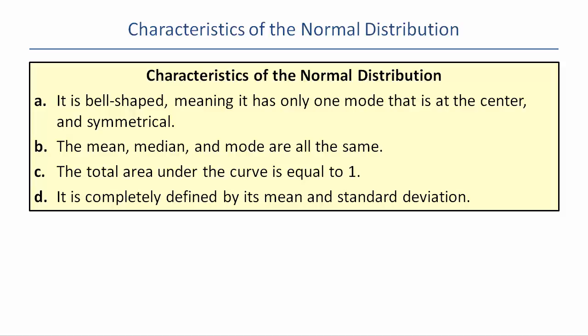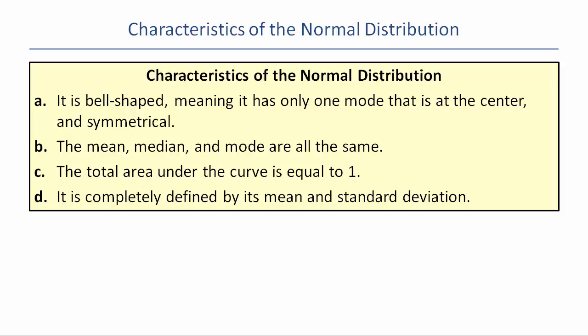So what are its characteristics? It's bell-shaped, meaning it only has one mode. It has one peak, and that peak is right in the middle, and it's perfectly symmetrical. So if you were to fold that thing in half, it would match up perfectly. The mean, median, and mode are all the exact same thing. So again, if you folded it in half, that middle value, that highest peak, the top of the curve, is both the mean, the median, and the mode.